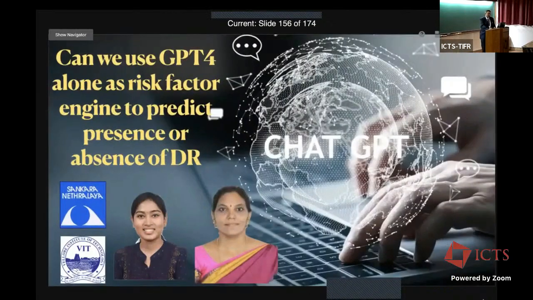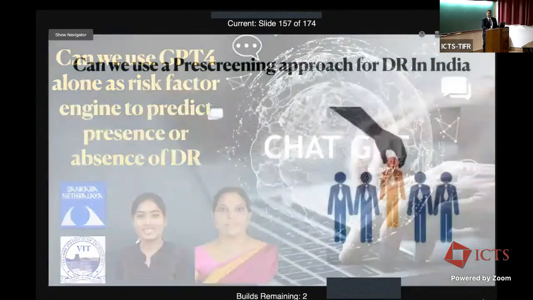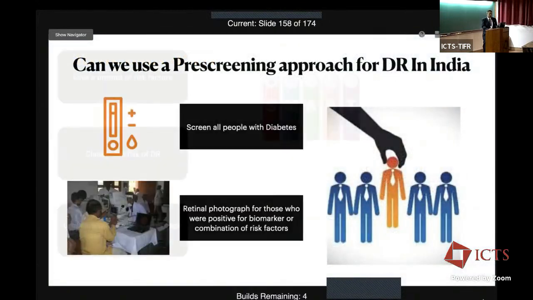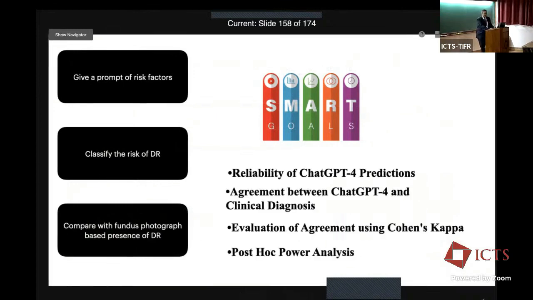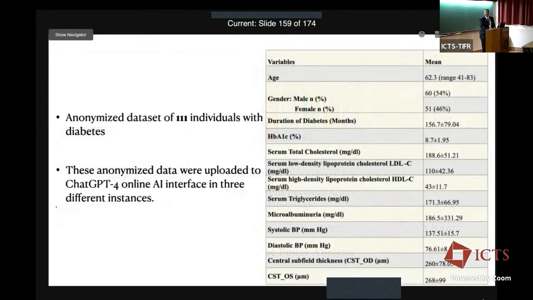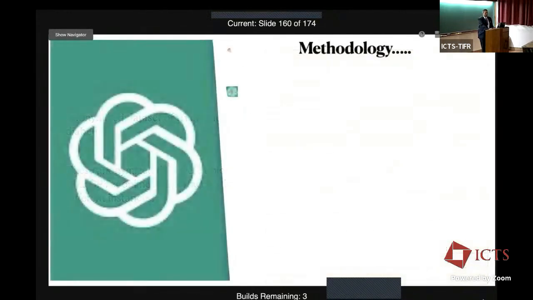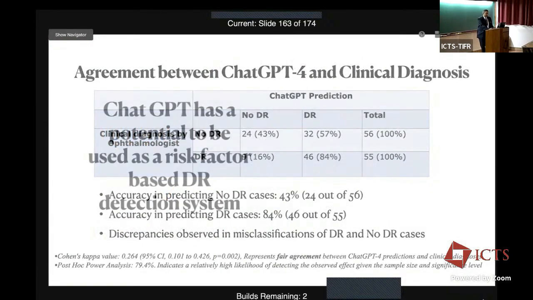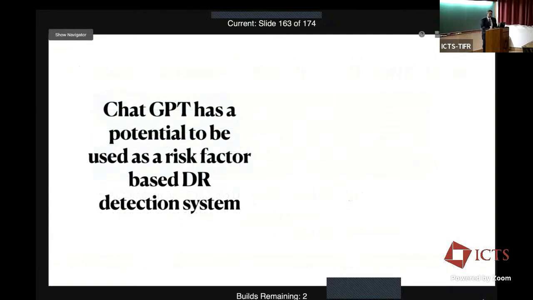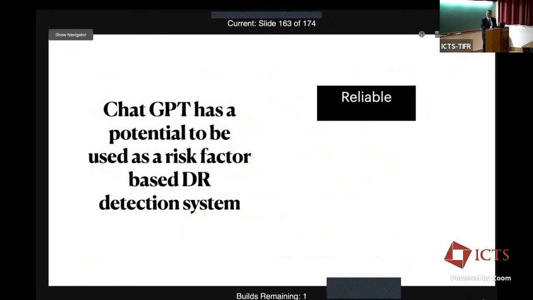We also tried to determine whether we can make it a risk factor engine. We had multiple risk factors and we tried feeding them in. It can be a pre-screening tool. We looked at the agreement with the clinical diagnosis. It doesn't seem to work that well. However, when we added one more parameter, the central thickness of the retina, the performance of the algorithm improved. I'm not going into detail on how we did it. It has the potential to be used as a risk factor-based DR detection system. It's reliable and it is sensitive.